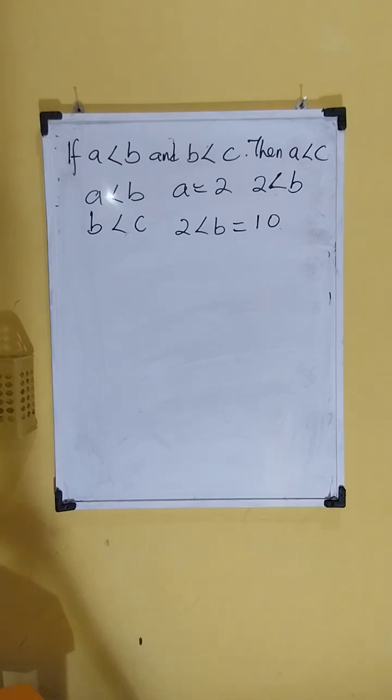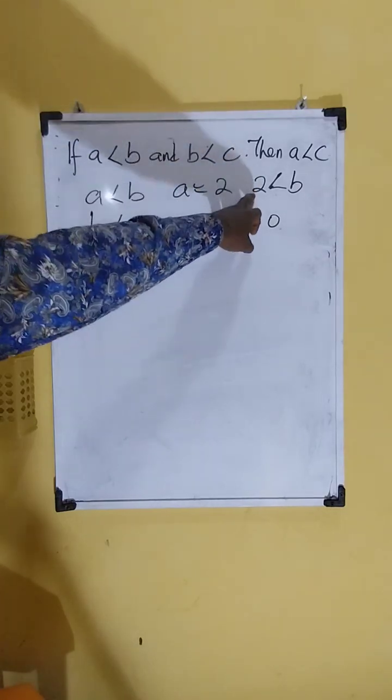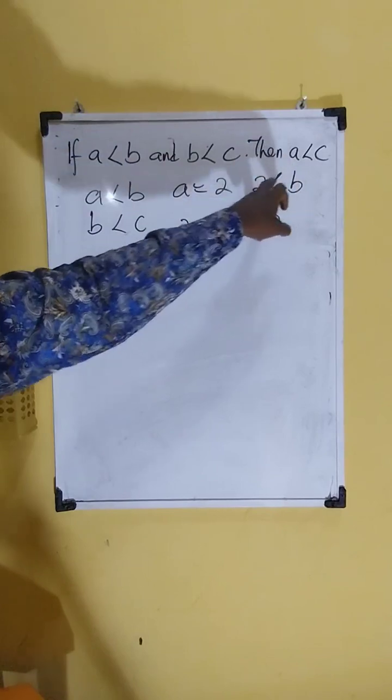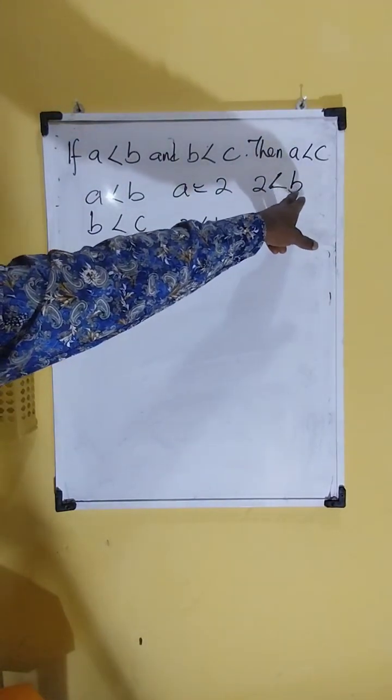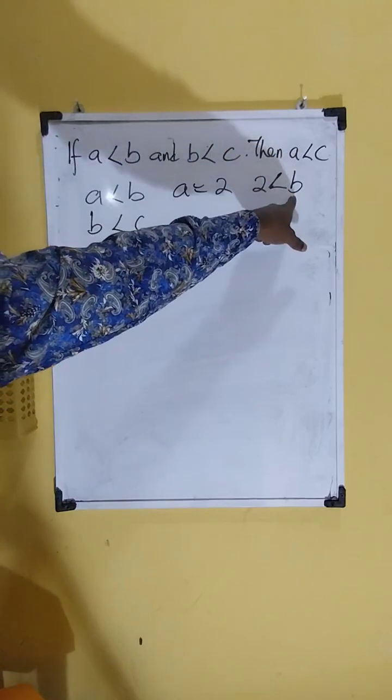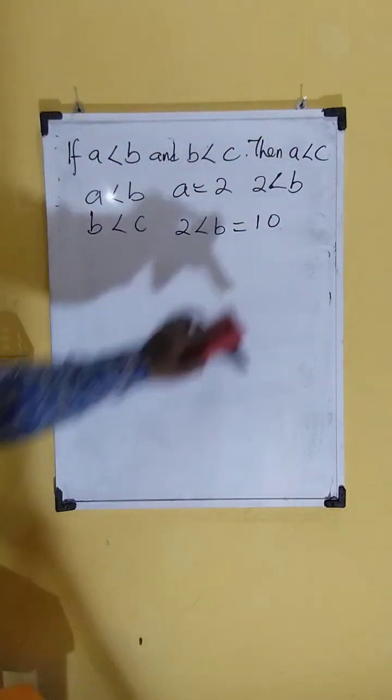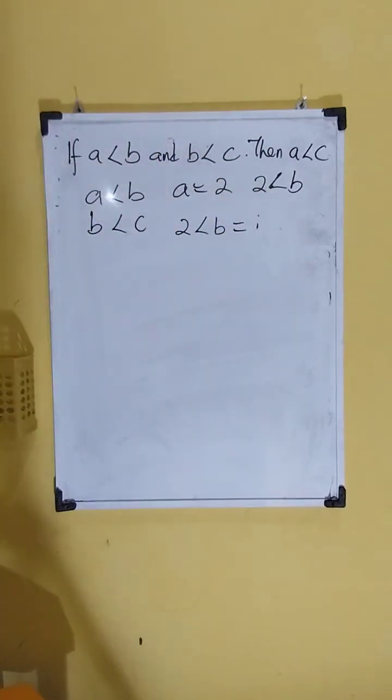Now, A is less than B, and I have said that the value of A, for example, is 2. So if the value of A is 2, and you are told that A is less than B, that means 2 is less than B. So if 2 is less than B, what are the supposed values of B? That is the question now. B should be 3, 4. Hold on. It should be greater than that 2.